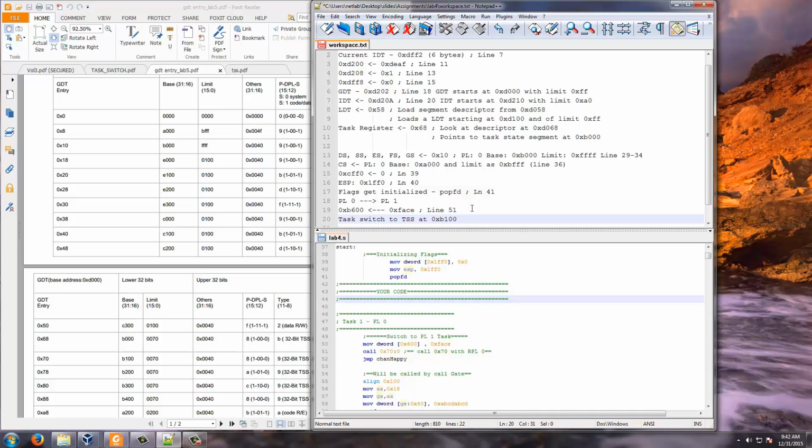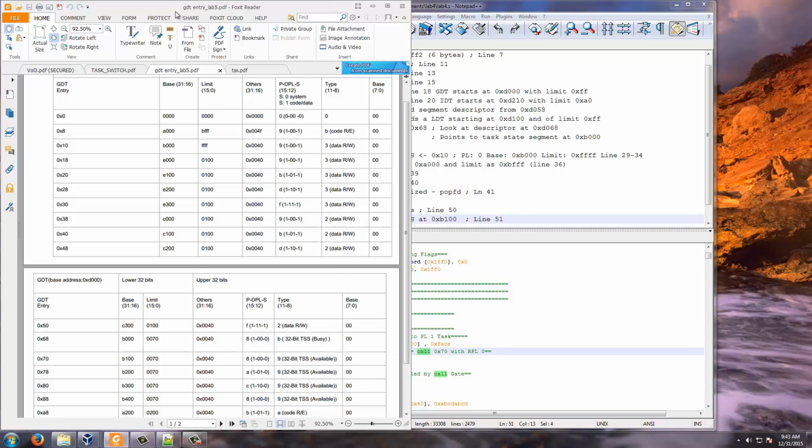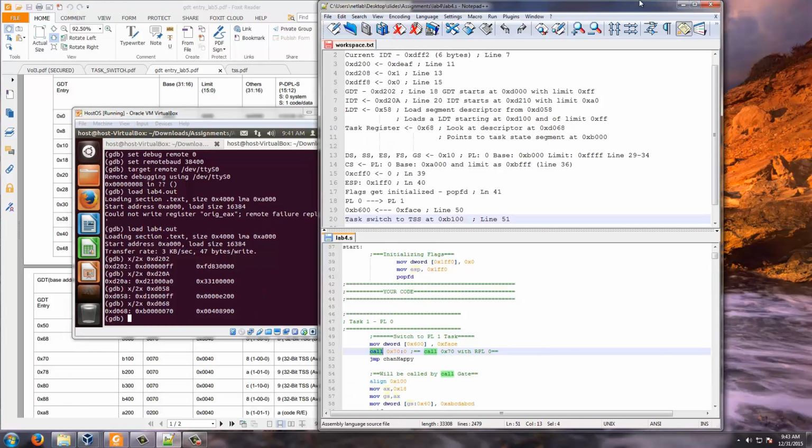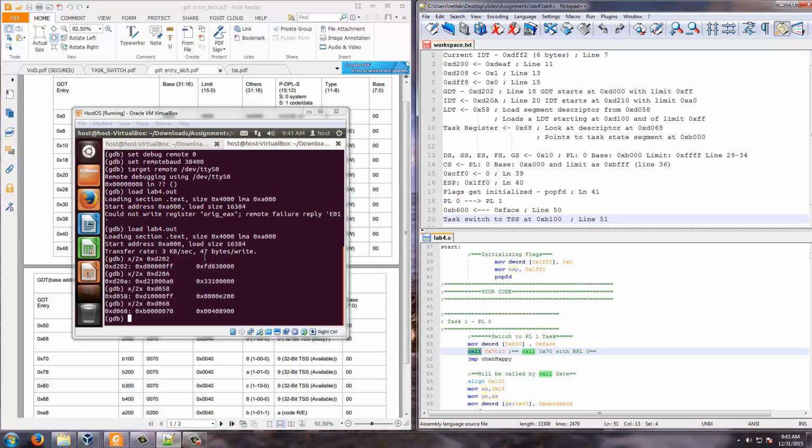This happens at line number 50, the previous one, and the call happens at line number 51 of the code, as you see here. This call does this 0x70. Now let us go back and slowly look at everything that we have described here.